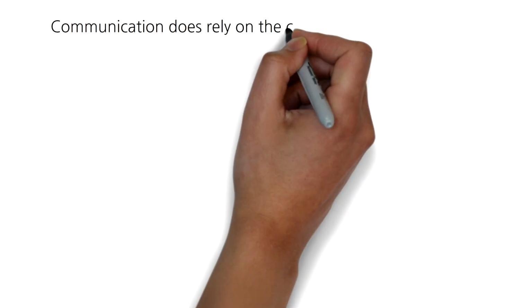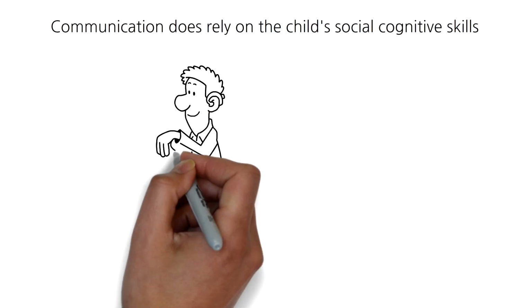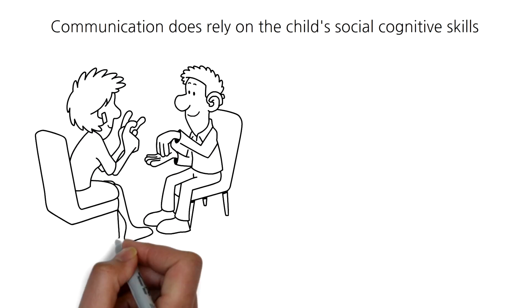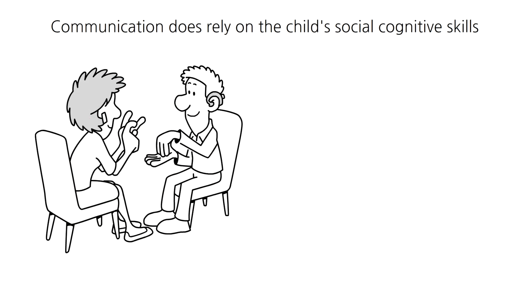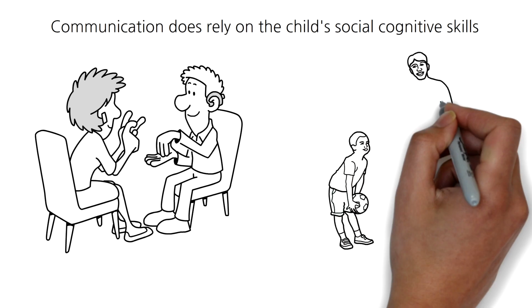We cannot forget that human communication is a two-way thing which relies, at least in part, on the child's social cognitive skills, however. So the onus of responsibility isn't just placed upon parents.